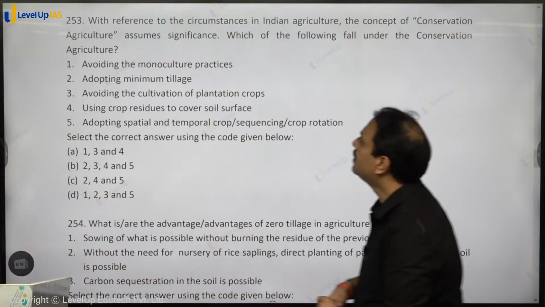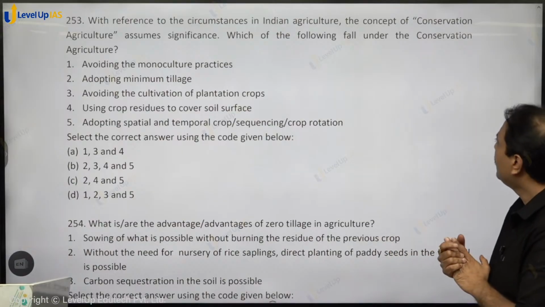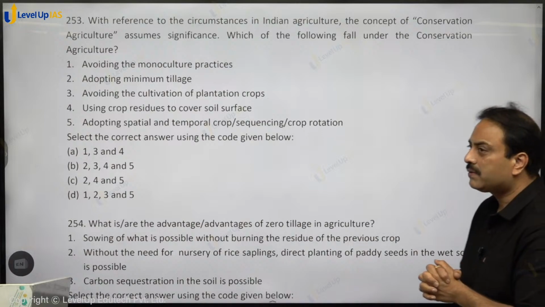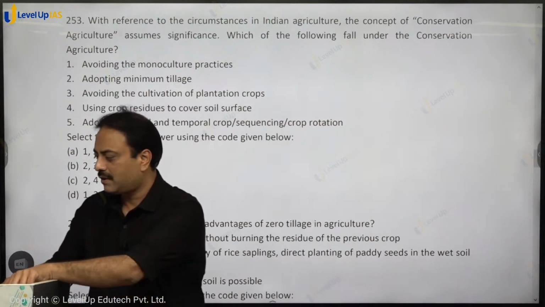With reference to circumstances in Indian agriculture, the concept of conservation agriculture assumes significance. Which of the following fall under the category of conservation agriculture?